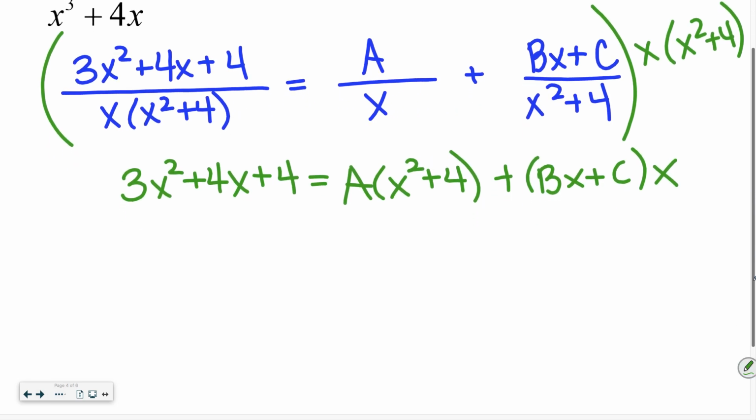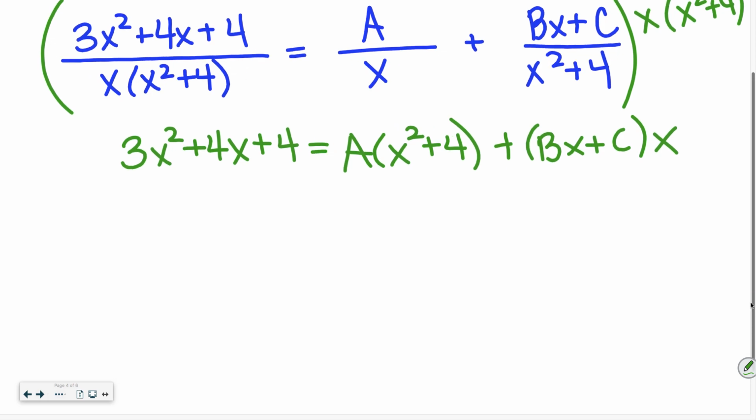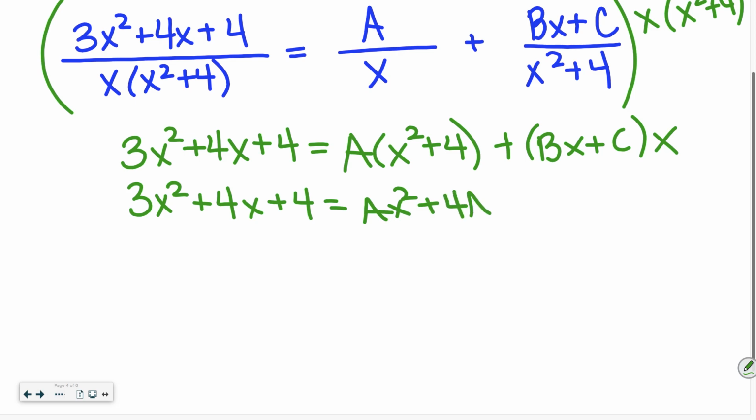So this is what I'm going to have you do. Okay? Do you see how I have 3x squared plus 4x plus 4 over here? On this right side, whatever it is should equal 3x squared plus 4x plus 4. Do you agree? We have an equation. What's on one side better equal the other side. Correct? So what I'm going to do is I'm going to go ahead and multiply all of this out. So I have a times x squared plus 4. And I have x times bx plus c.